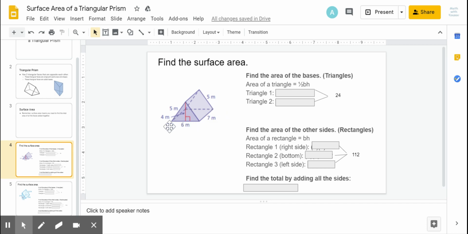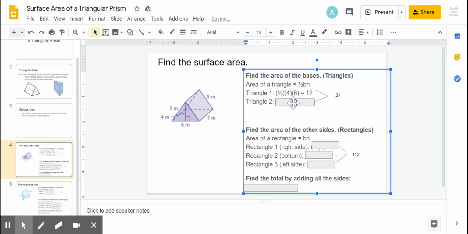For your triangle 1, which I'm going to just call the front, you can call it whatever. We have to know first how to find the area of a triangle, which is 1/2 times base times height. So to find the area of this triangle in the front, you would do 1/2 times 4 times 6, which will get you 12. Half of 4 is 2, times 6 is 12.